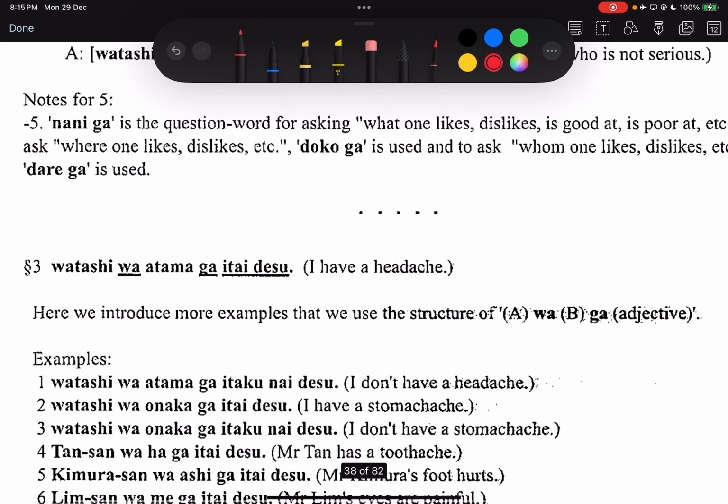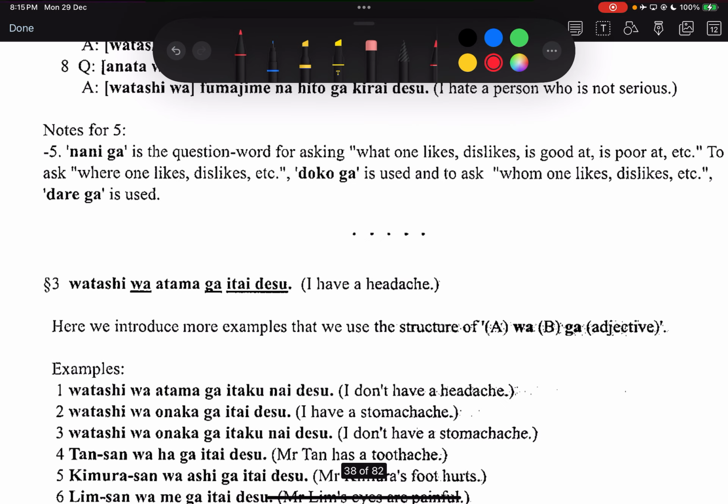For the notes for number 5, they also say doko ga is used. So for example, in Chinese we say 这个车你哪里不喜欢, right? So 这个车 is this car, where do you not like? Right? So it's like which part do you not like? So we can say doko ga kirai desu ka? Kirai means hate. So where do you hate? Doko ga kirai desu ka? So in English we say where do you hate, or which part do you hate?